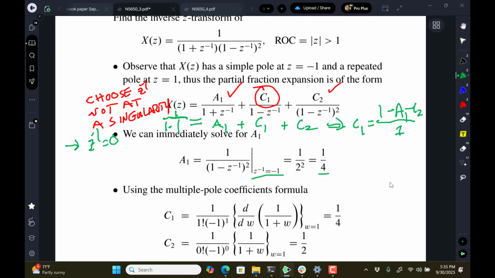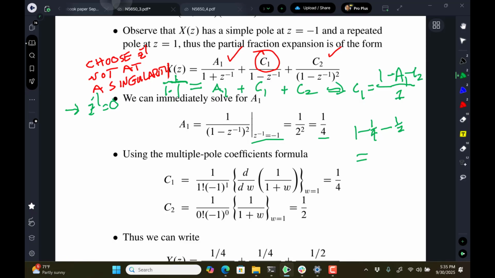So I can solve for that. 1 minus A1 minus C2, which in this case would be 1 minus 1/4 minus 1/2, which is going to be 1 minus 3/4. So I get the same answer.